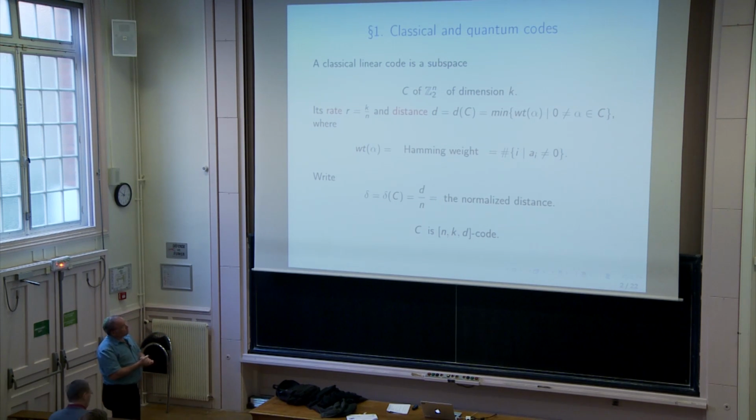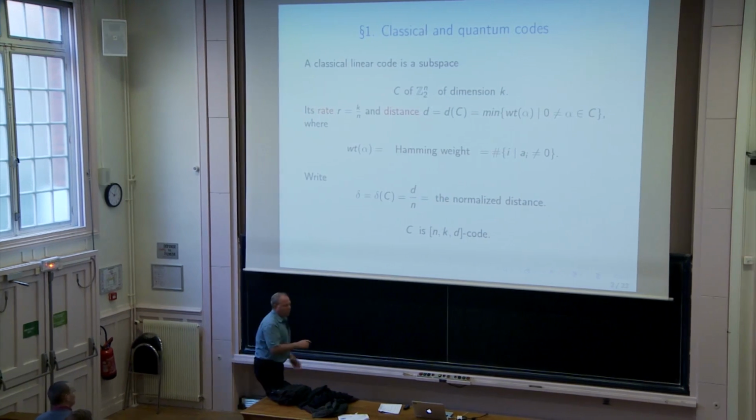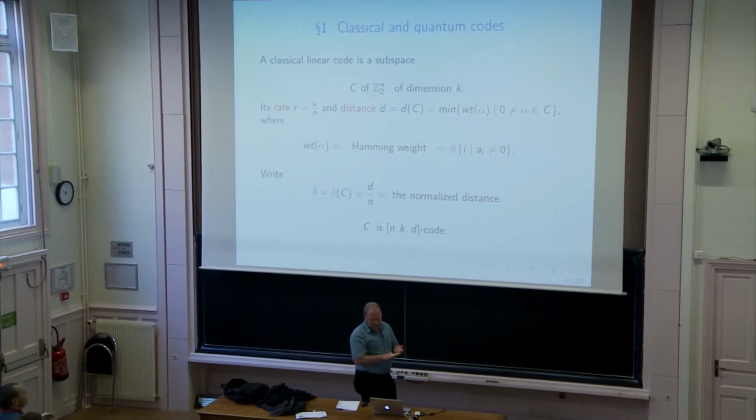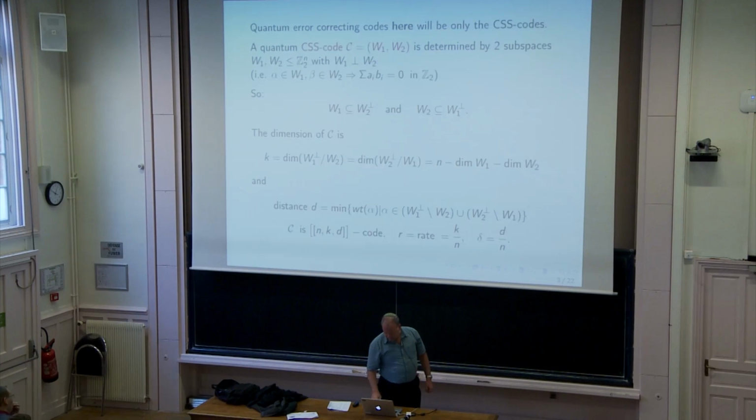And the distance between two vectors in a linear subspace is itself a vector in the linear space. Therefore, the relevant thing is the distance of the vector. And so what we call delta, d over n, is the normalized distance, and the standard notation in coding theory in such a case is to say that C is an [n,k,d] code: length n, dimension k, distance d.